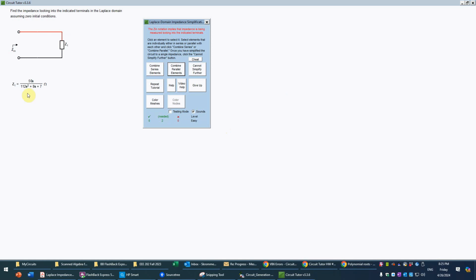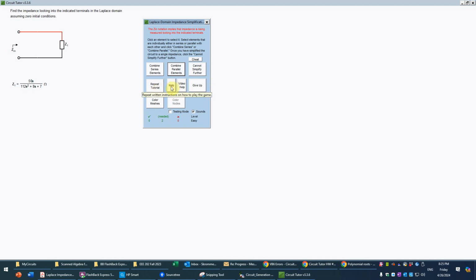And indeed, that is correct. It's printed it on the screen for us now, and obviously we're done here. We have our single impedance, so we just say cannot simplify further. And of course, you could at any time, if you needed to, go back and review the introductory tutorial by clicking on that button. It'll take you back to the website.